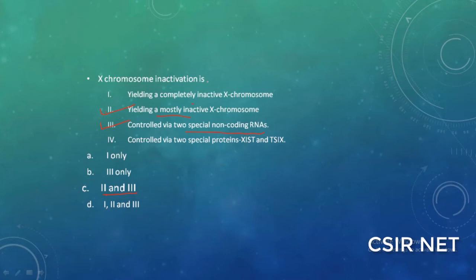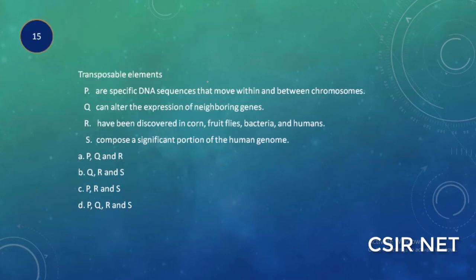Next question. Transposable elements. These are the four options. P, are specific DNA sequences that move within and between chromosomes. Q, can alter the expression of neighboring genes. R, have been discovered in corn, fruit fly, bacteria and humans. And S, composed a significant portion of the human genome. Your time starts now.